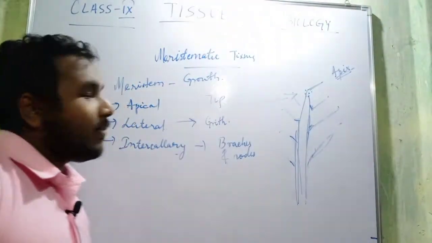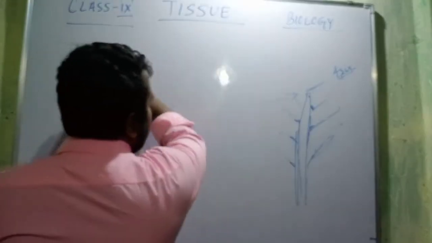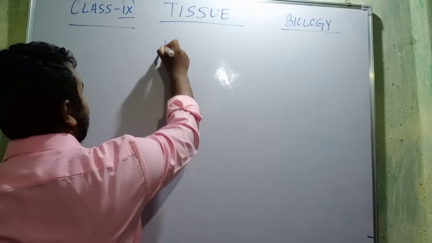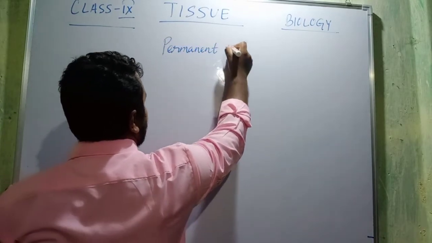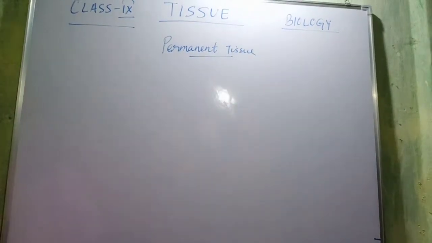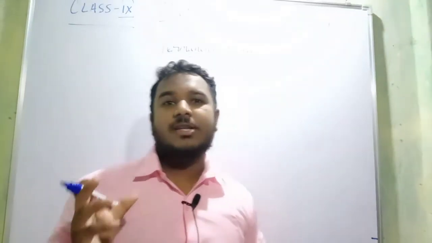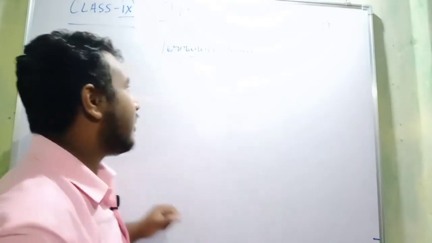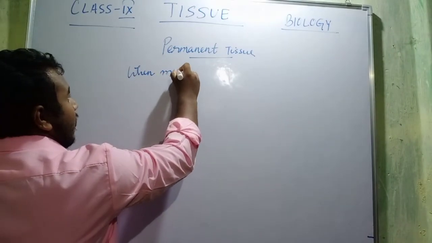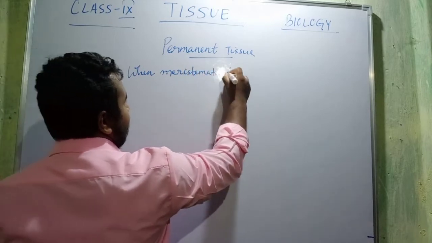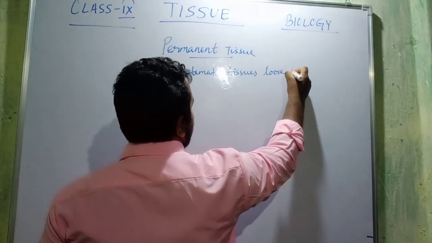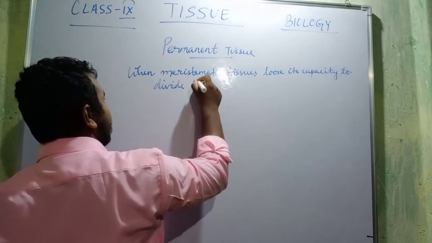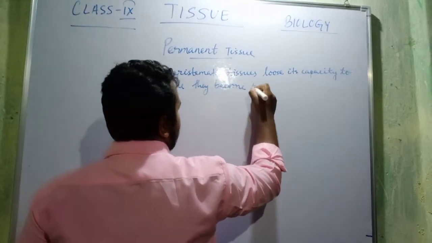Then the next is permanent tissue. It is a longer one, so be patient and understand it carefully. What is permanent tissue? When meristematic tissue loses its ability to divide and cell division stops, it comes under permanent tissue. You can write: when meristematic tissues lose their capacity to divide, they become permanent tissue.